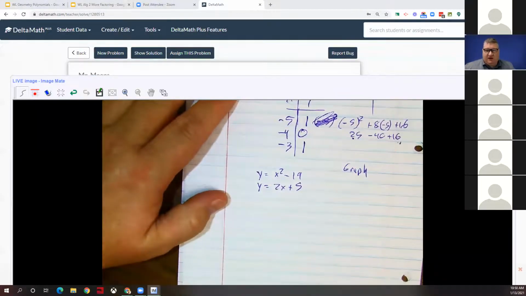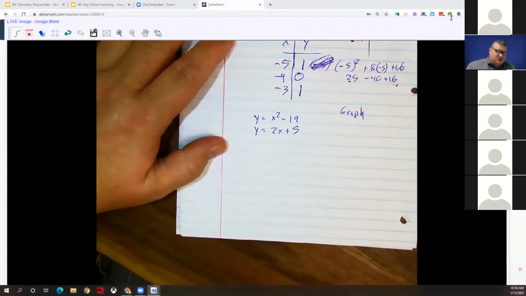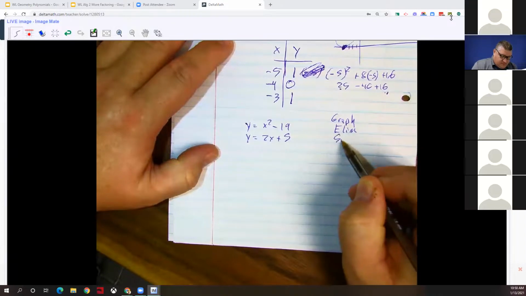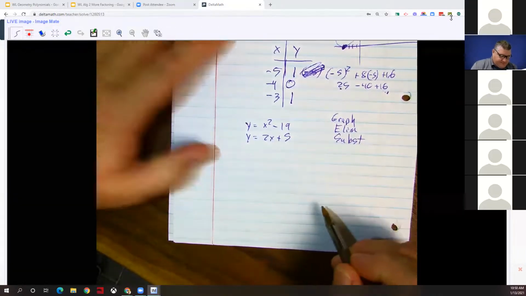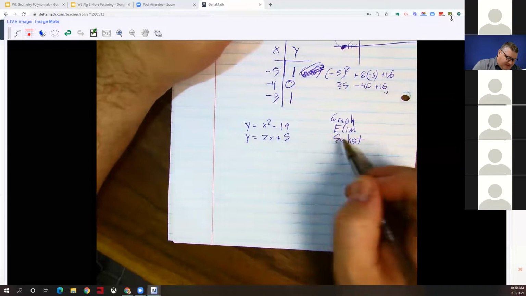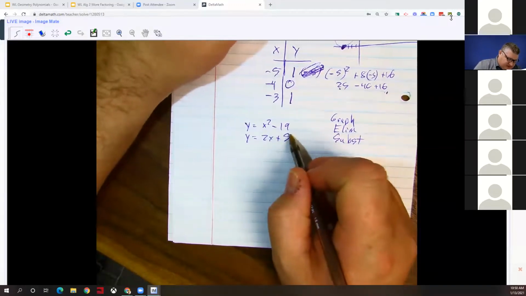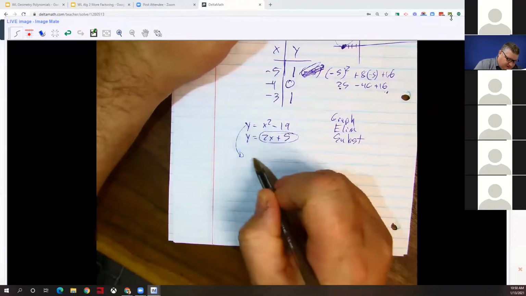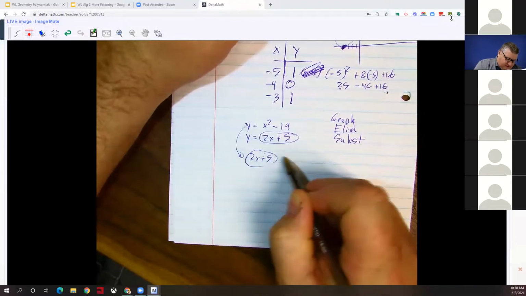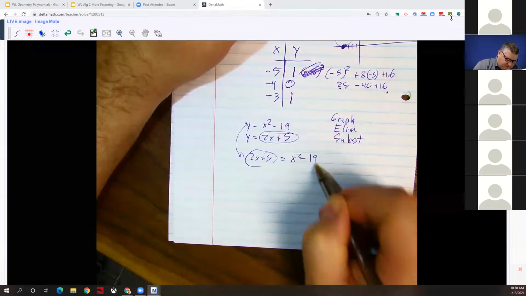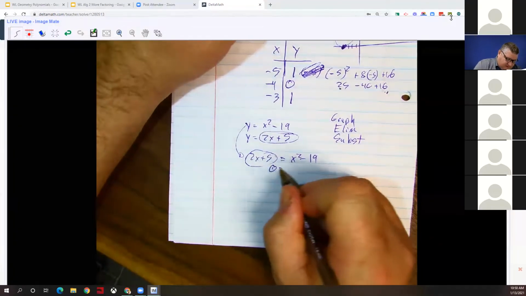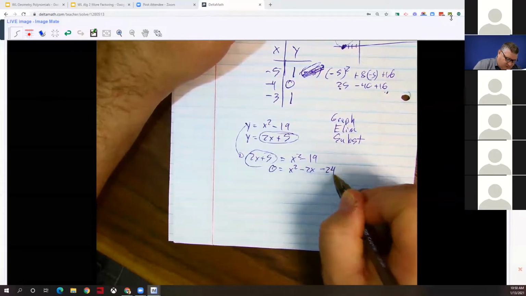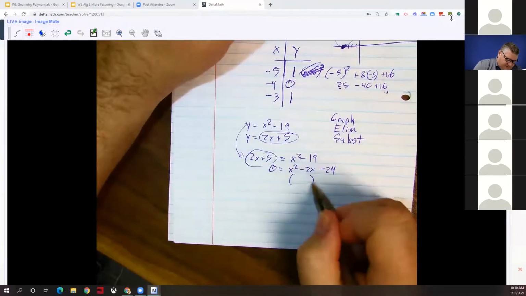Elimination. I'm sorry, I'm stupid. Elimination or substitution? Substitution, since you have Y by itself in both of them. Now, by the way, I could totally have done it by elimination, but let's do substitution, because if Y equals this, can I simply say 2x plus 5 equals x squared minus 19? So 0 equals x squared minus 2x minus 24. And then factor them up.